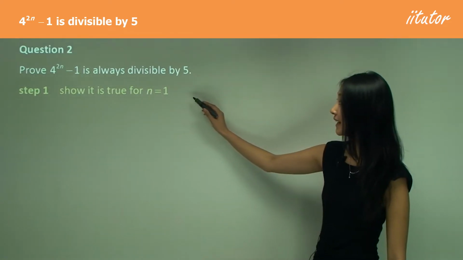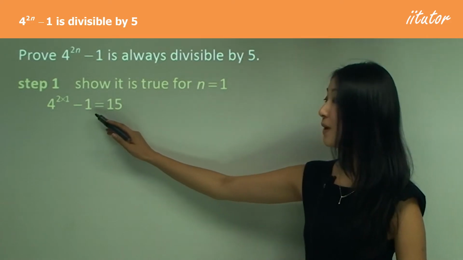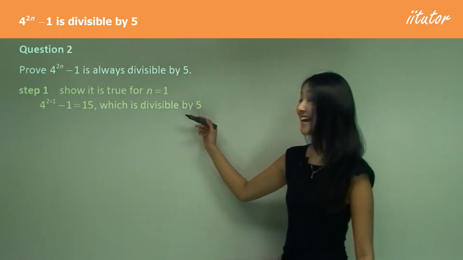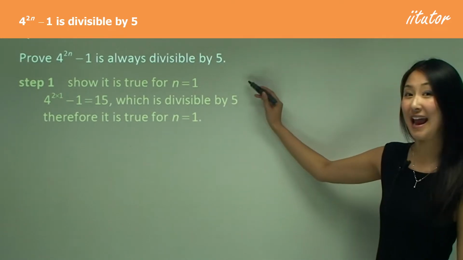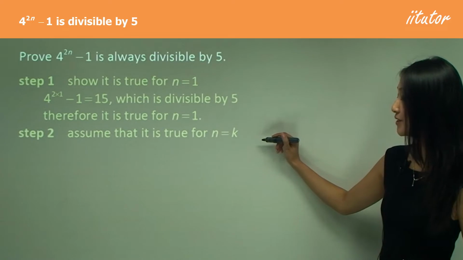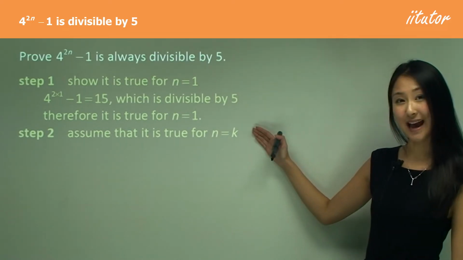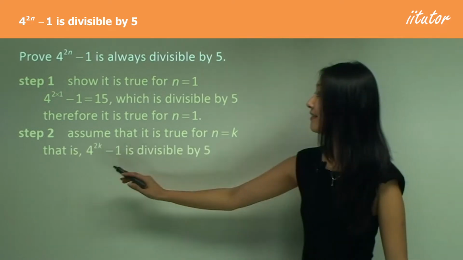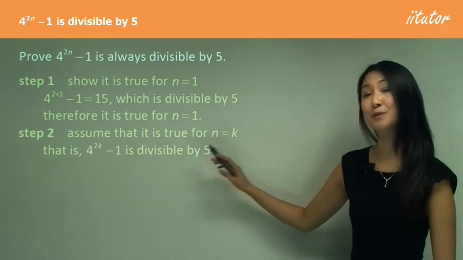So substituting in 1, I have 4 to the power of 2, which is 16, minus 1, which is 15, which is indeed divisible by 5. So therefore, this is true for n equals 1. So I've proven the first starting point. In step 2, I make the assumption that this is true for n equals k. So remember, that's when we write that 4 to the power of 2k minus 1 is divisible by 5.